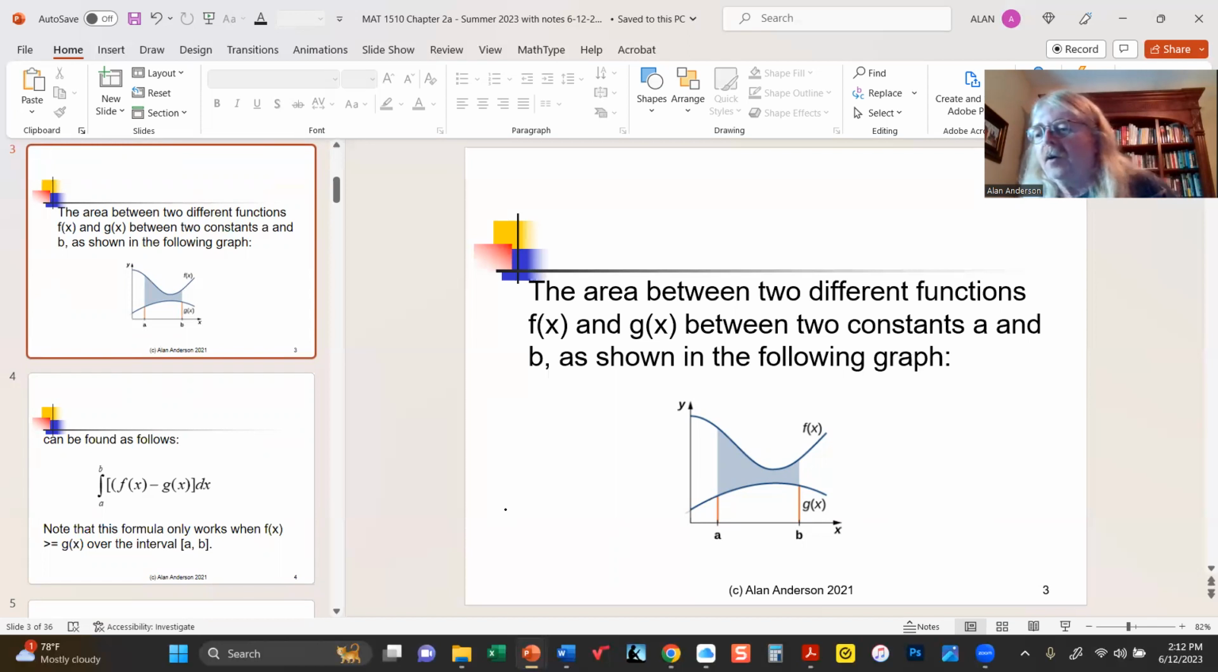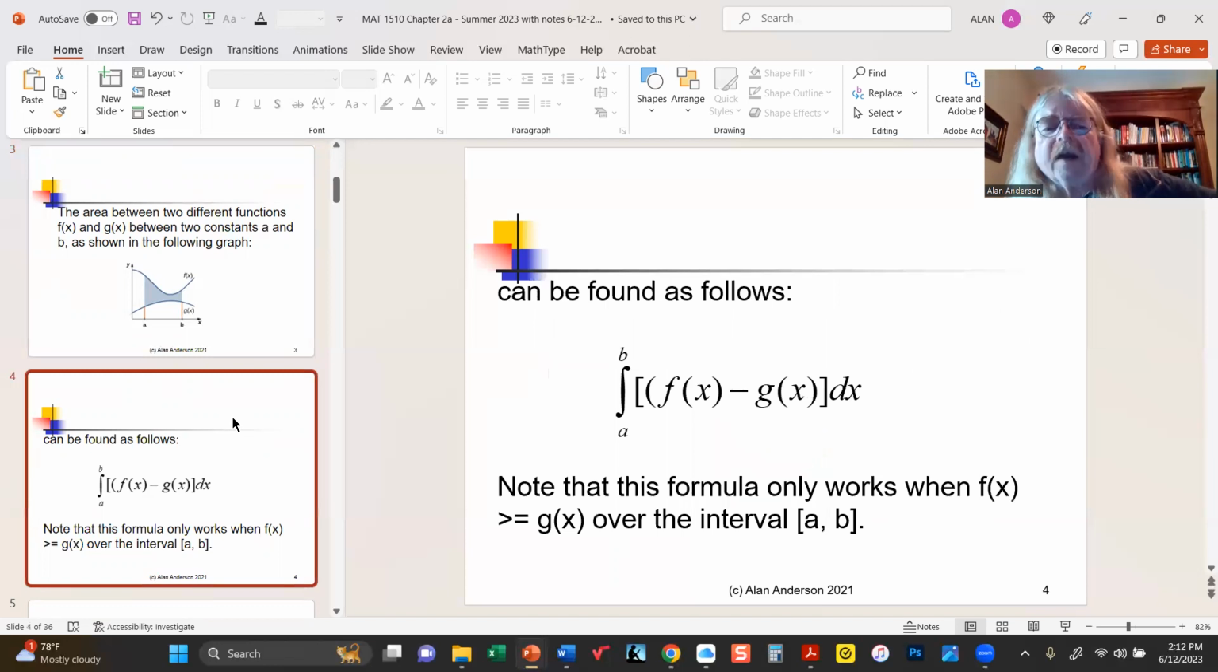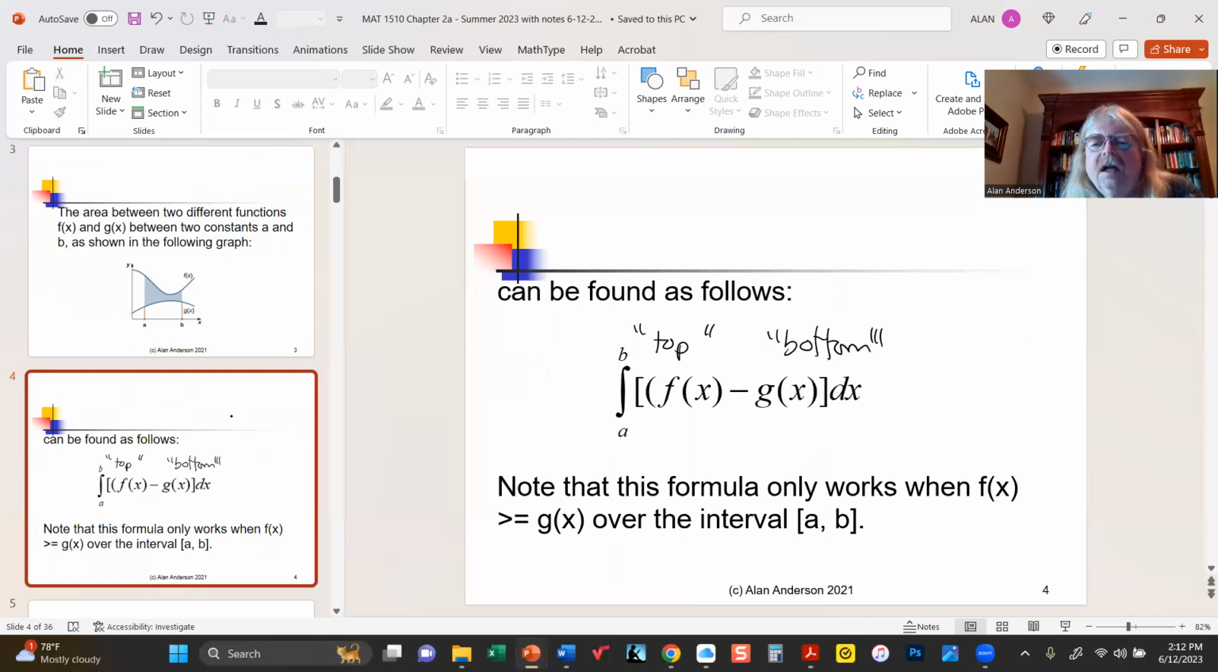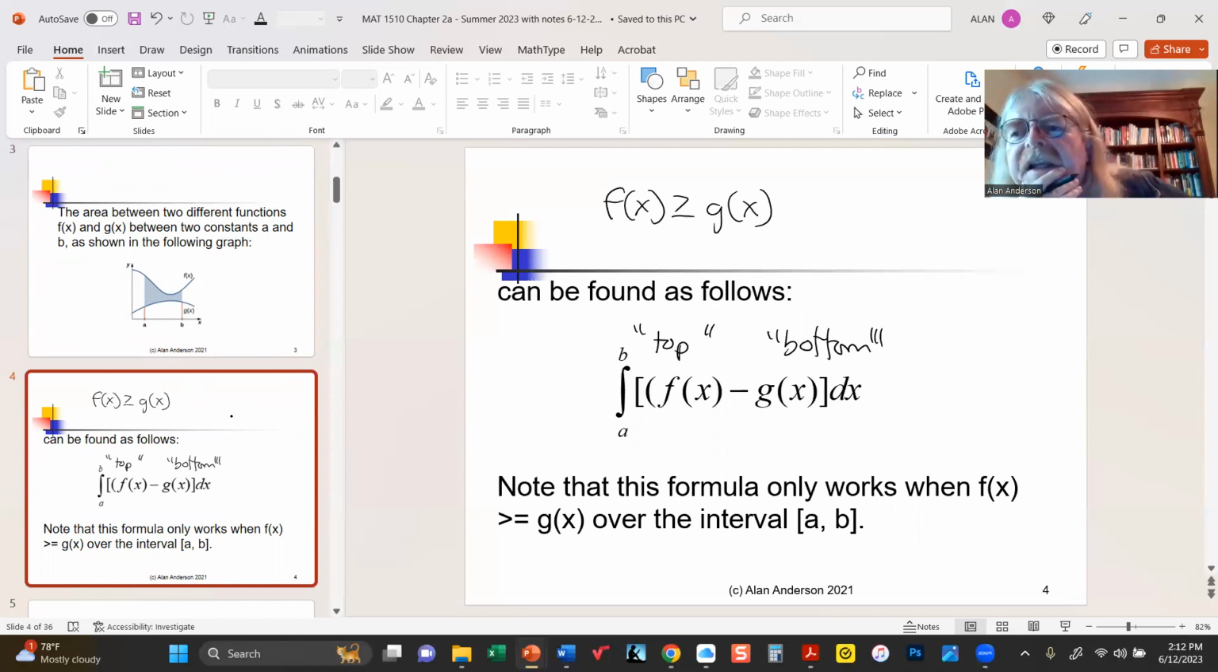Well, it's a very straightforward extension of what we've been doing. What you're going to do is integrate between the 2 curves. You're going to take whichever one is the one on top. Now, the one on top is a very informal way of expressing the idea that no matter what x is, f of x is always at least as great as g of x. If that's the case, then f of x is the so-called top function and g of x is the so-called bottom function. If not, then it's the other way around. We always have the top minus the bottom. Otherwise, we're going to get a negative area.